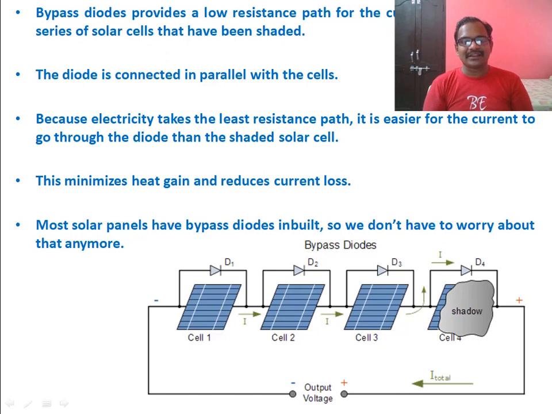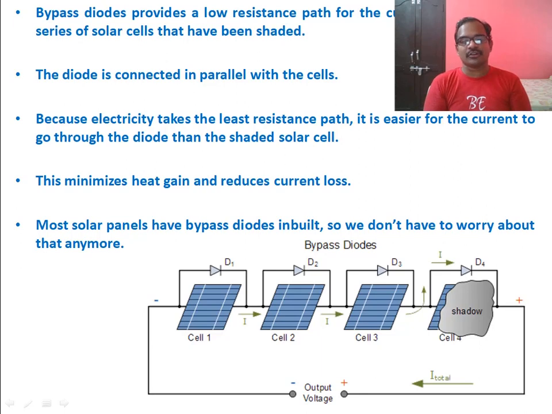We have to connect it literally across each and every cell in a panel. In a panel, say for example, there are 18 cells. Across the 18 cells we need to connect 18 bypass diodes, right? For the sake of simplicity, let me take four cells in a panel, and one of them, cell 4, is shaded. So for all the 4 cells we need to keep the bypass diode.